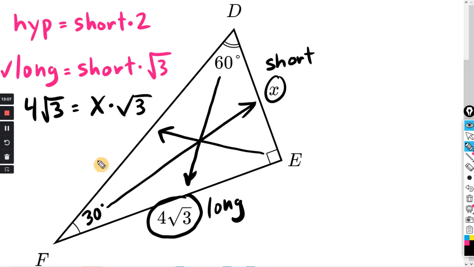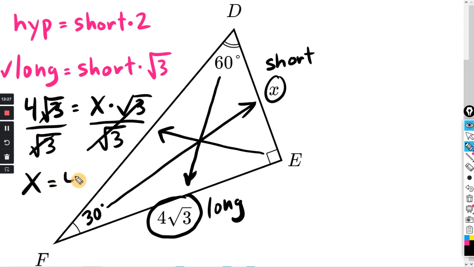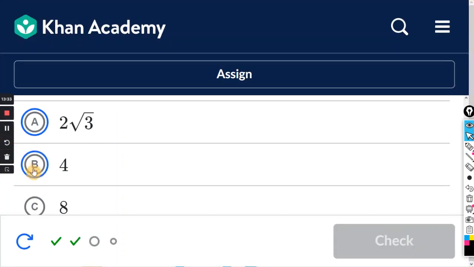Solving for x, the opposite of times radical 3 is divided by radical 3. You want to do that to both sides. On the right-hand side, it cancels. And on the left-hand side, it also cancels. So x equals 4. Answer B.